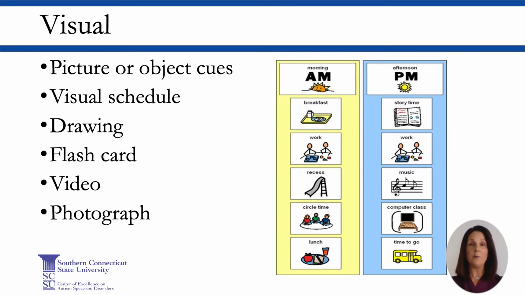We have a great module on visual supports that I would love you to take a look at for more detail. But as you can see from this visual schedule, the student is guided to each activity in the morning and in the afternoon. And then an example of an object prompt would be me holding a puzzle box up and handing it to a student, hinting at them to put their puzzle pieces inside the box. So visuals can include drawings, flashcards, videos, photographs. There are a variety of visuals that you can use.